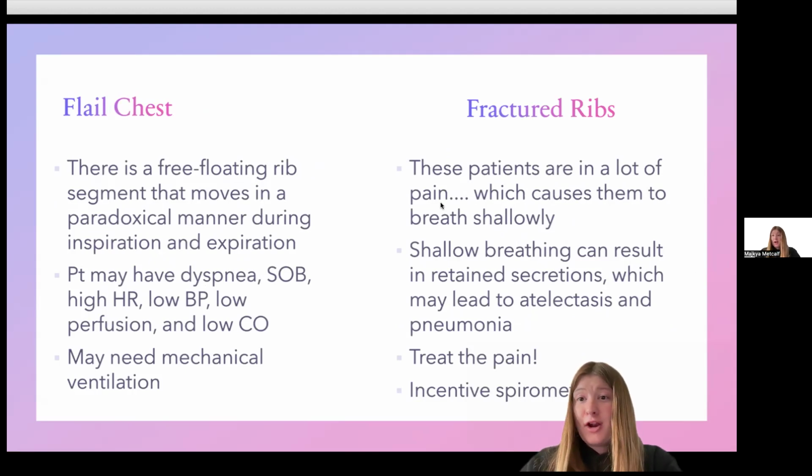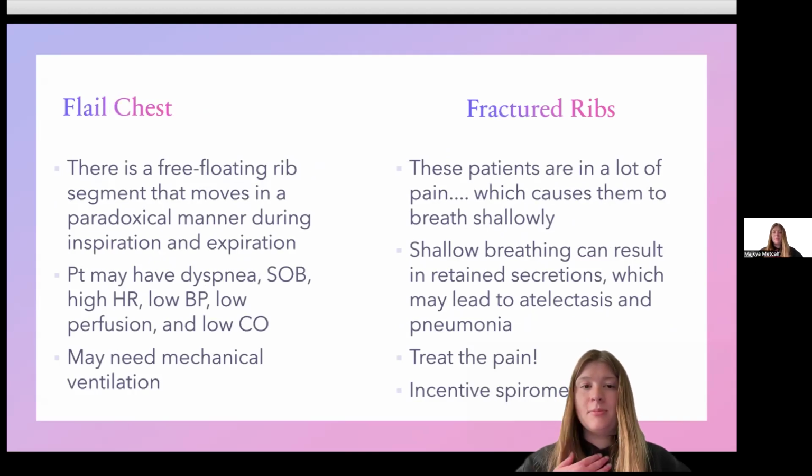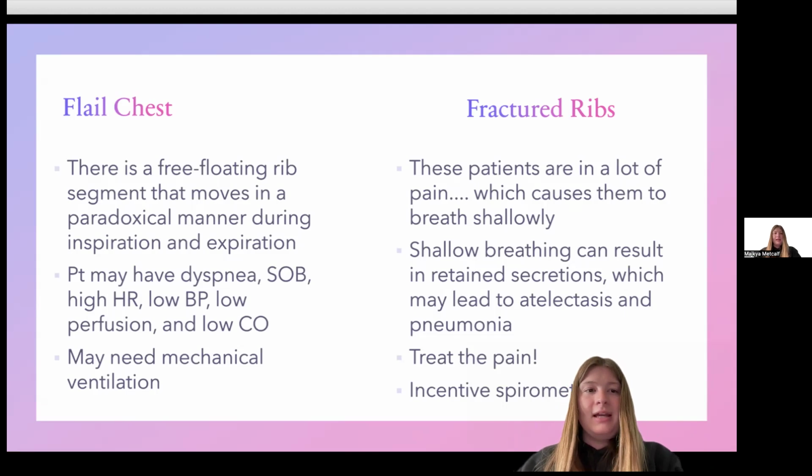When a patient has fractured ribs, they are going to be in a lot of pain. Because they're in so much pain, our patients might not properly breathe. They might do a bunch of shallow respirations instead of fully inhaling and exhaling. This is actually dangerous because it can lead to retained secretions, atelectasis, and pneumonia. So because of this, we want to make sure that we're treating our patient's pain so that they'll breathe fully. And we also want to encourage incentive spirometry, again, just to help prevent that atelectasis.